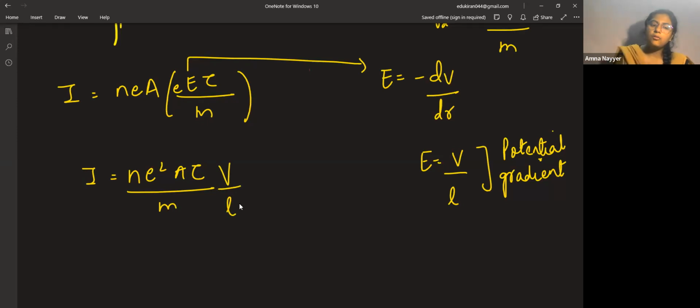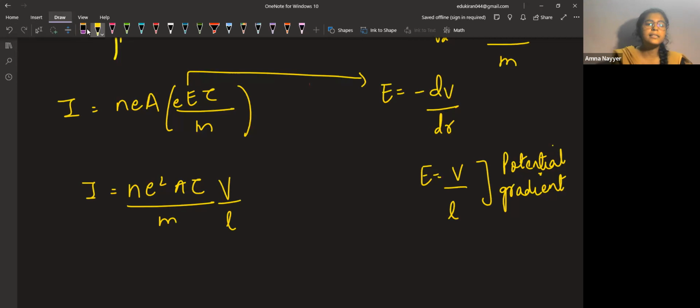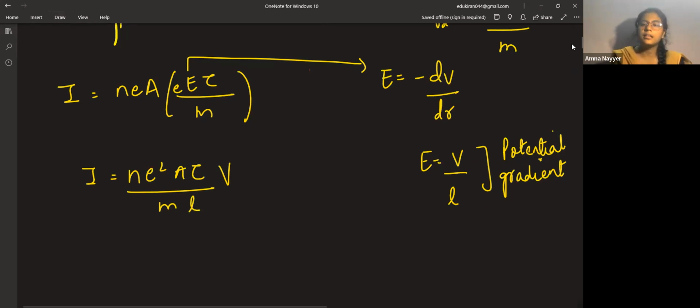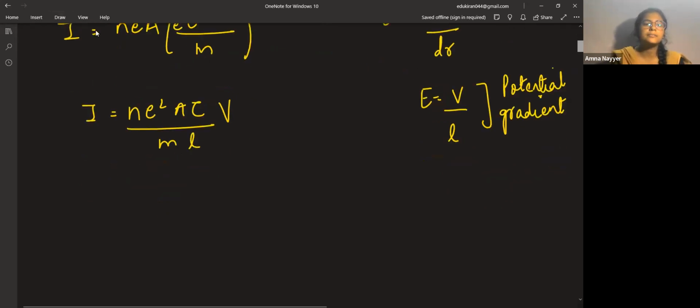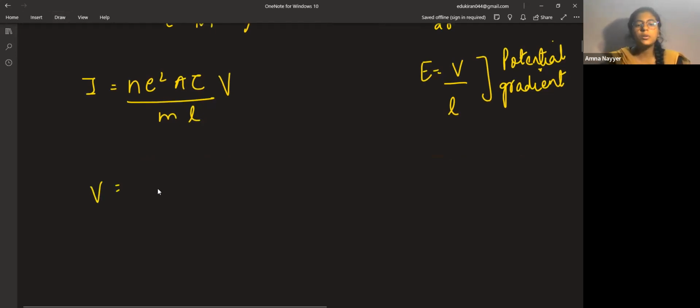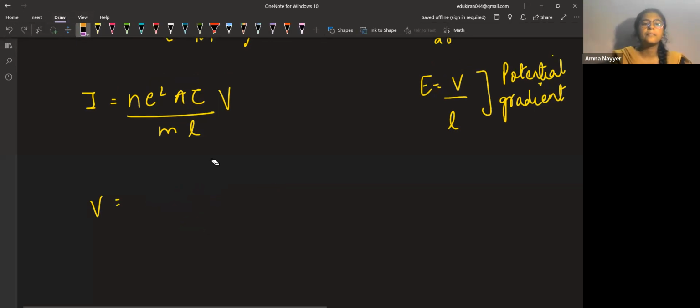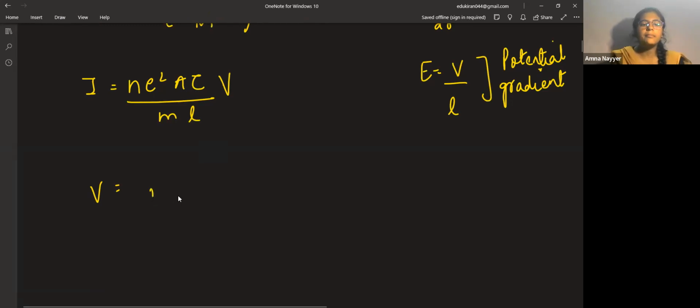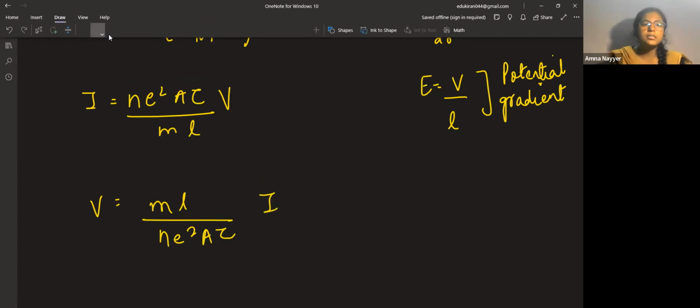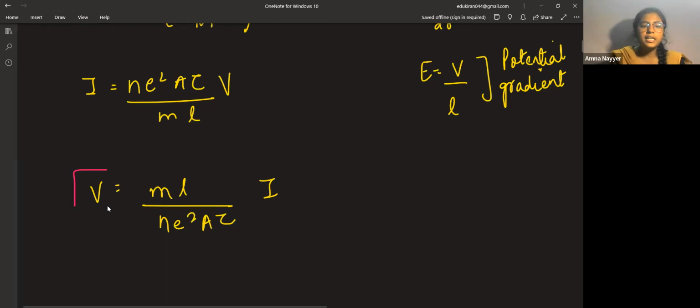by L. Now, let me write this L together over here. Can you notice something? V is equal to ML by N E square A tau into current. Can you just see a resemblance over here? V is equal to something into I.